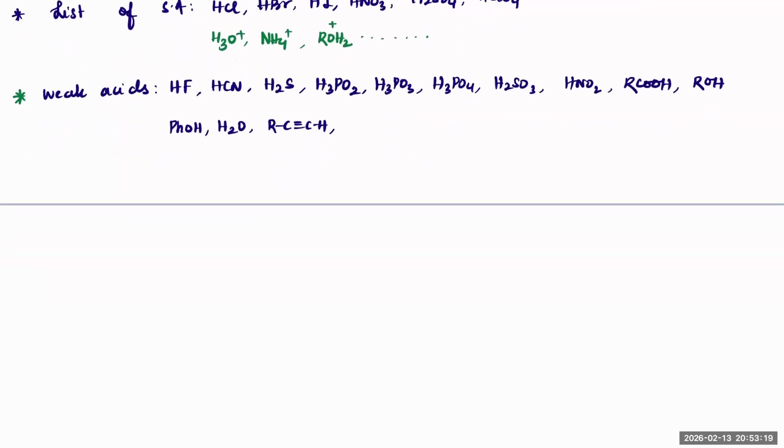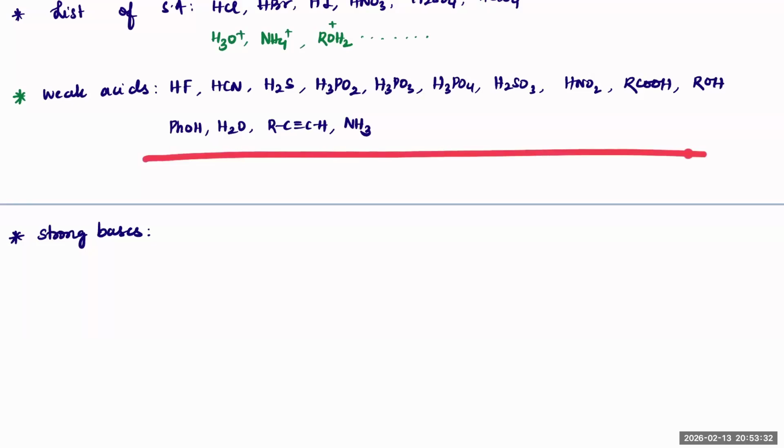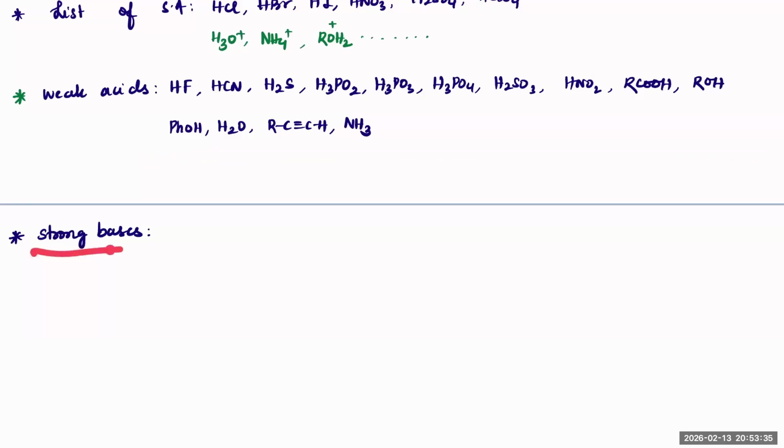Now, just by watching that, we can actually figure out what the strong bases are. Even ammonia, for that matter, is a weak acid. So all you need to do for strong bases is write the conjugate bases of the weak acids. So what are all the conjugate bases here? That includes F-, CN-, S2- or HS-, then H2PO2-.